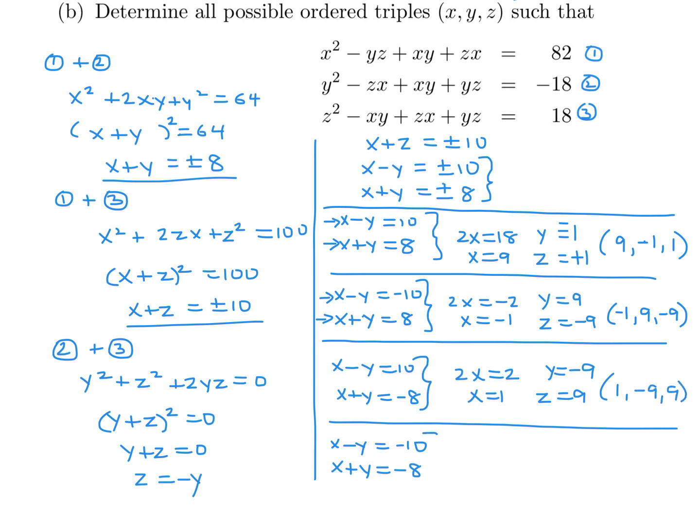And then finally, by this point, you're an expert. You've got 2x is equal to minus 18. x is equal to minus 9. y would therefore be 1. z is negative 1. And our final one is (minus 9, 1, negative 1). So these are all of the ordered triples that satisfy the system of equations.